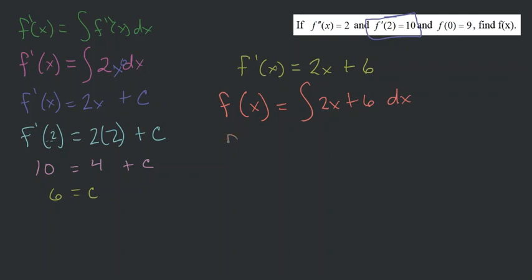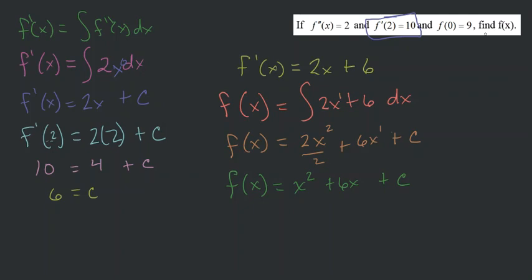What is that going to do for us? That's going to tell us that f of x is equal to, so this is a first, so it's going to be 2x squared over 2 plus 6x to the first over 1 plus c. Make that look a little bit nicer, and we're going to have f of x equals x squared plus 6x plus c.